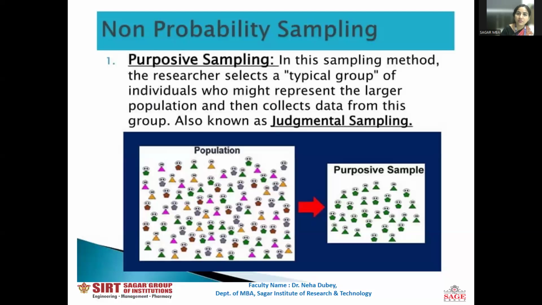Now, what is purposive sampling? In this sampling method, the researcher selects a typical group of individuals who might represent the larger population and then collects data from this group. It is also known as judgmental sampling. It means that from a mixed population, we select our sample deliberately based on a certain feature.